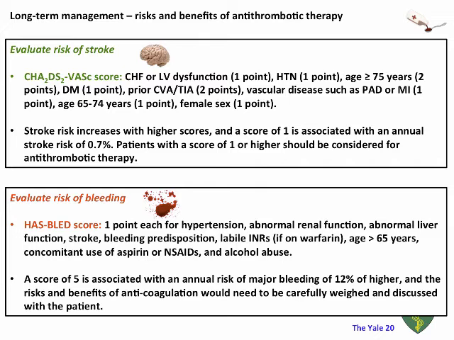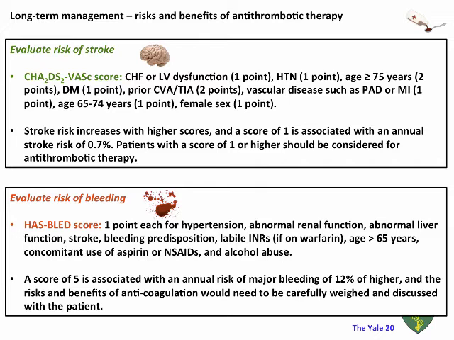Stroke risk increases with higher scores, with a score of 1 associated with an annual stroke risk of 0.7%. Most guidelines recommend that patients with a score of 1 or higher should be considered for antithrombotic therapy to minimize their risk of stroke. However, the benefit of antithrombotic therapy in preventing stroke has to be weighed against the risk of bleeding.